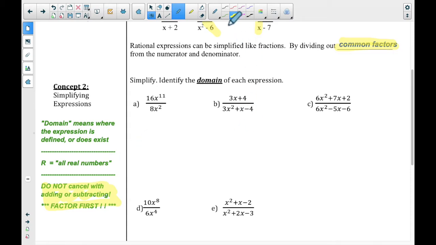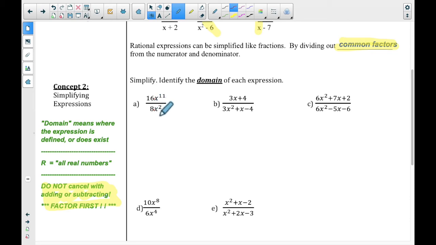All right, let's talk about, well, how do we do this then? Well, we factor. Remember, factor means it's involving multiplying. It's like what multiplied to get to this other thing, right? So when we think about these numbers, first of all, some people don't understand 16 is separate from x to the 11th, and 8 is separate from x to the second. So we have to simplify each piece.